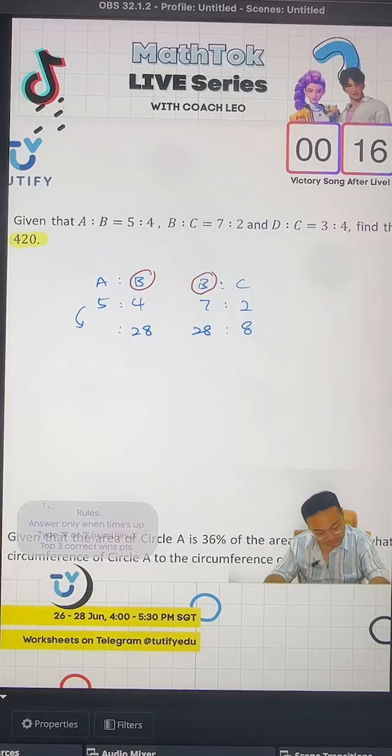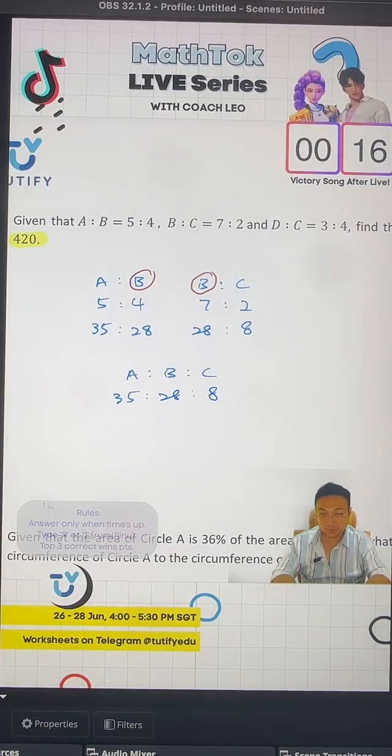So you must also take 5 times 7, 35. There you go. And now you want to combine these 3. You can easily do it. 35, 28, and 8. So I'm just doing one example.